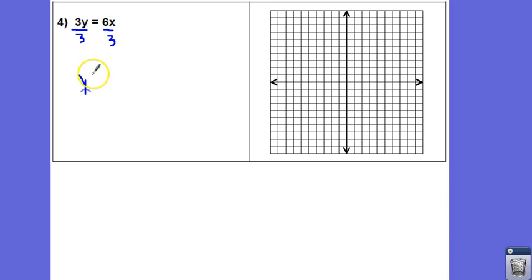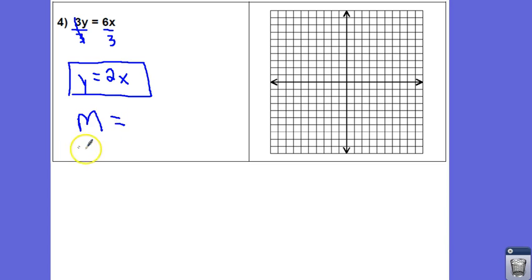And so doing that, that's going to give us y equals, because the 3s are going to cancel out. So now we go 6 divided by 3, which is 2, and then we just keep the x. So here's our equation, y equals 2x. So we now need to figure out what is our y-intercept and what is our slope. Well, our slope is 2 because y equals mx plus b, and we have no y-intercept, which means our y-intercept will be 0.